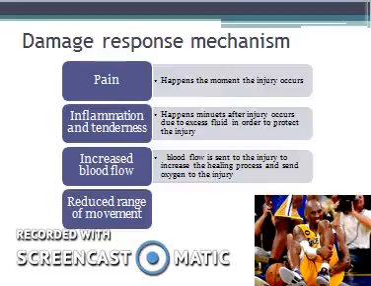And the final restriction is reduction of movement, and this is due to the body knowing that movement could cause worse damage. So Kobe's ankle would have been highly restricted to little or no movement.